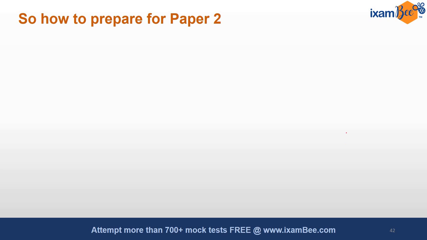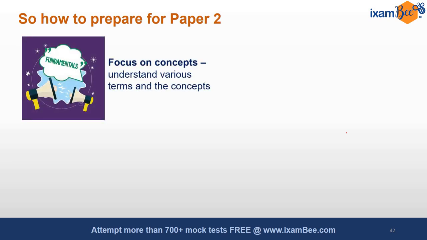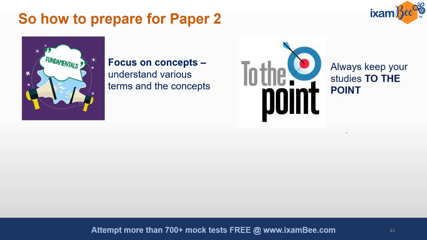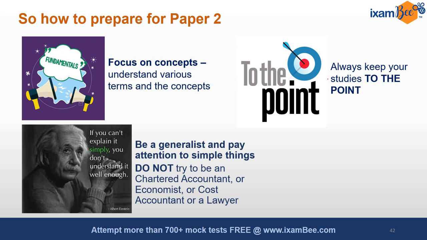Now to tell you the strategy for preparing paper 2, because when I am telling you about preparing from ground zero, paper 2 is most important. Focus on concepts. Understand various terms and concepts. I am repeating it again and again, but then you will make the same mistake and go by rote learning. I can't help. Always keep your studies to the point. You have to know what your aim is. You are shooting for becoming a SEBI Grade A officer.